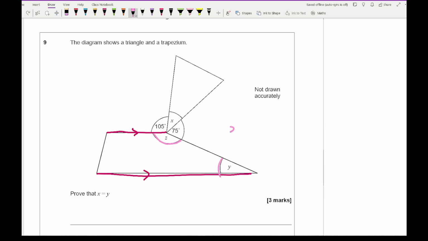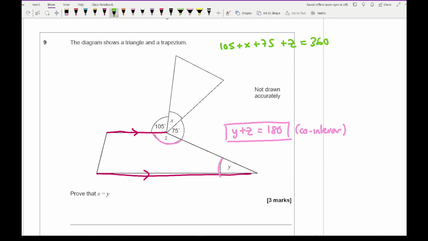So Z, let's do in alphabetical order. So we've got Y plus Z equals 180. And the reason for that is because they're co-interior or supplementary. Let me just put a little box around that. Now we also know that 105 plus x plus 75 plus z equals 360 because of angles around a point.